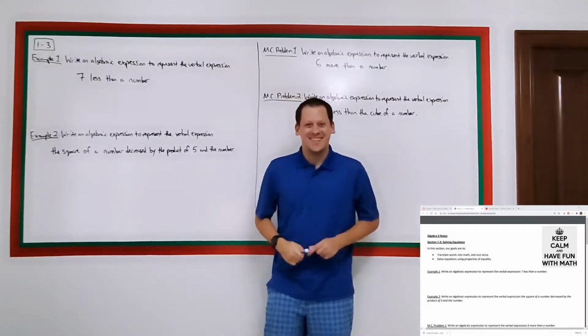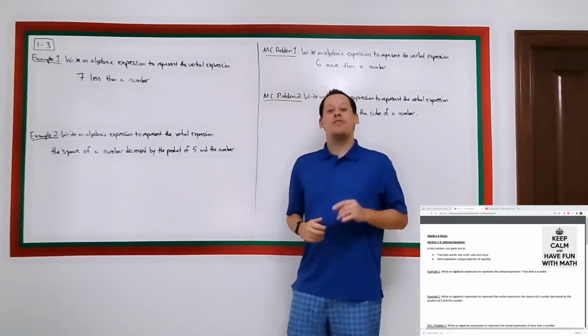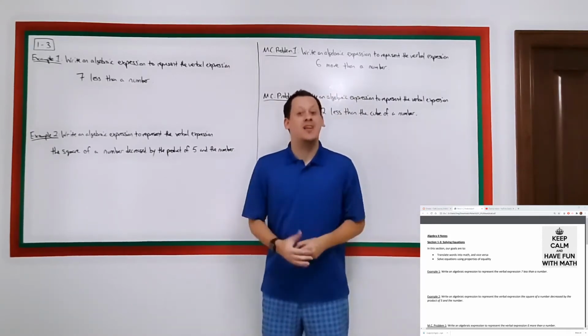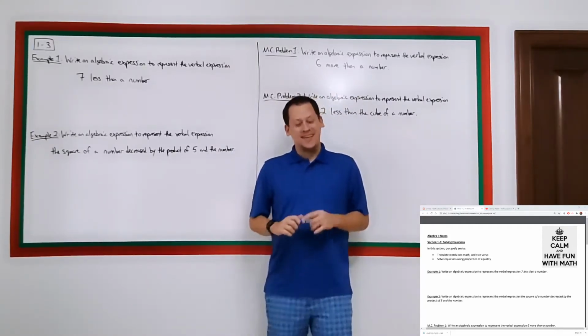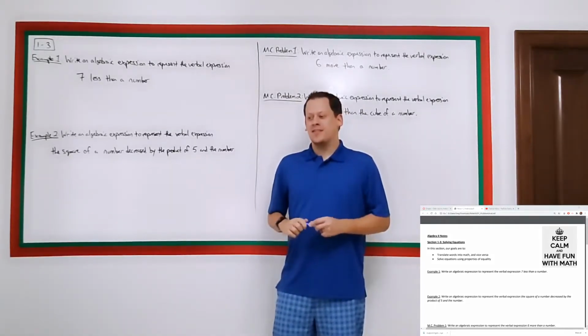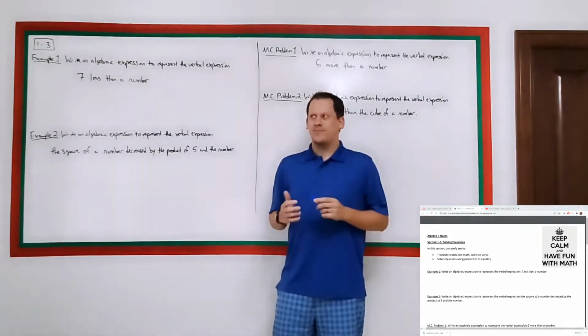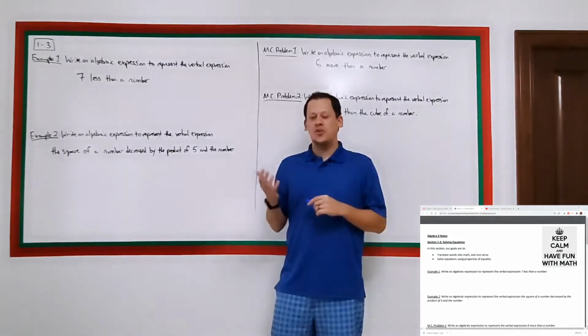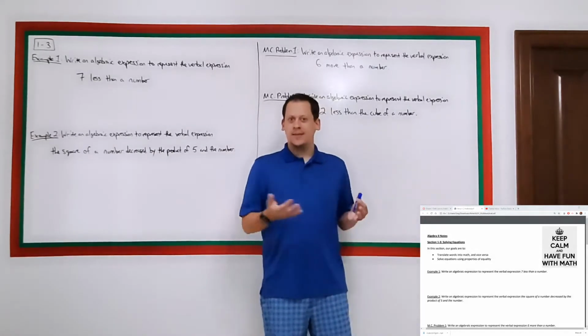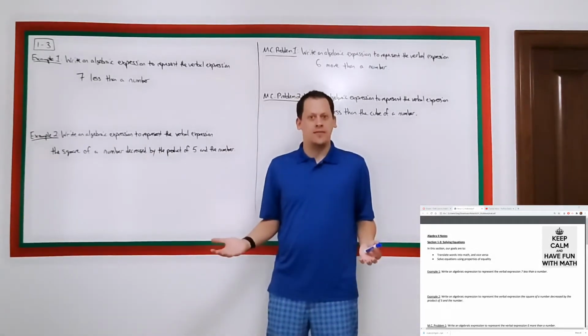Welcome back. We are now in section 1.3. We just got done talking about all the things we can do with real numbers. So in this section, at least at the beginning, we're going to turn our focus to how do we turn English into math? Okay, that's something a lot of people struggle with.